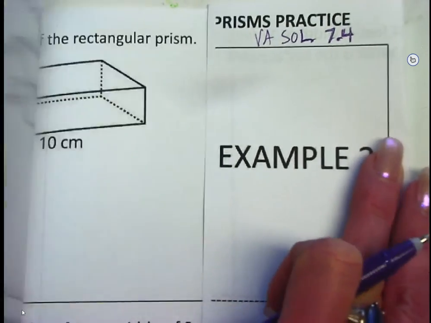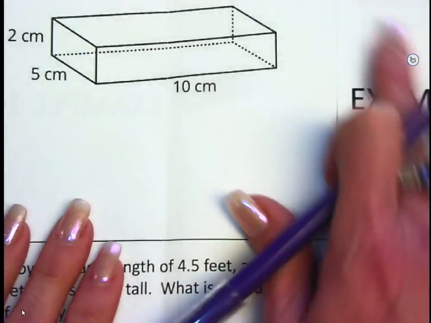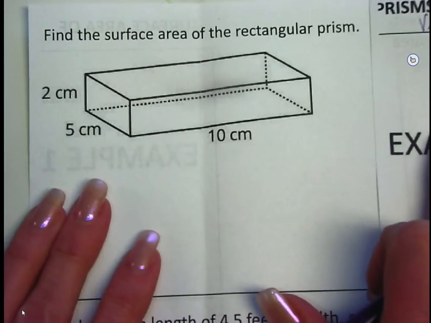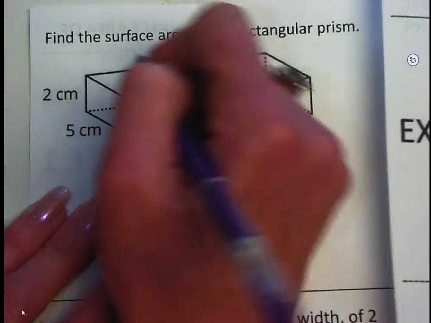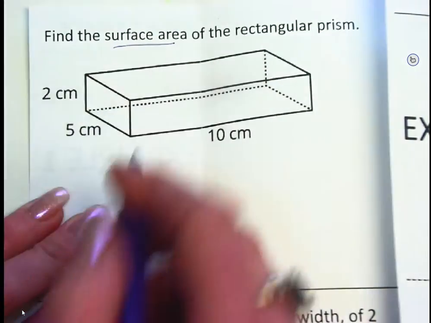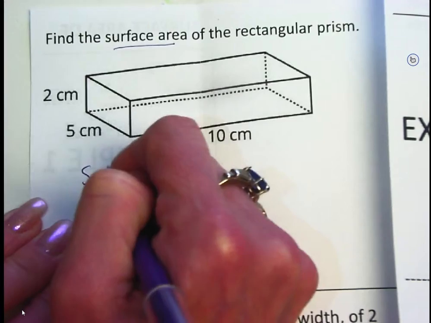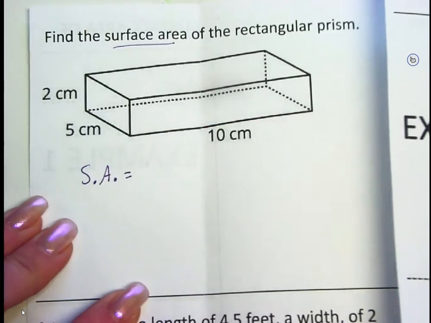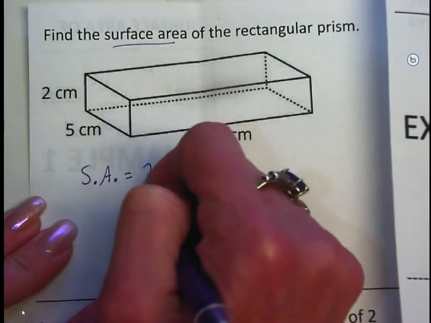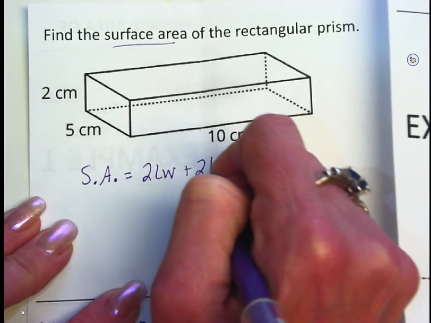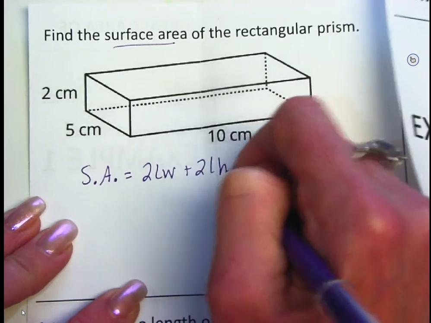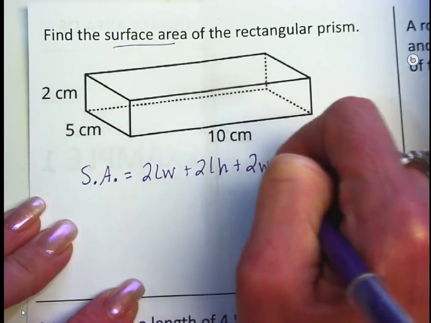So let's start with the first example. This is a problem in which we're going to find the entire surface area of the prism. So the first thing that we're going to do, because we know it's surface area, we're going to write down the formula. Surface area is represented by SA, and it's 2 times length times width plus 2 times length times height plus 2 times width times height.